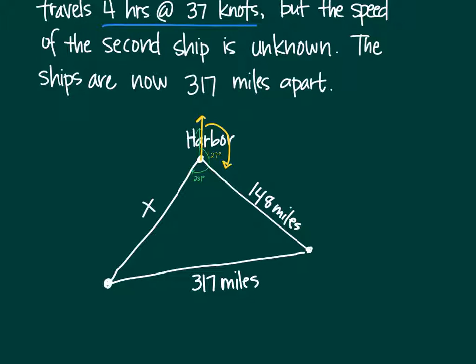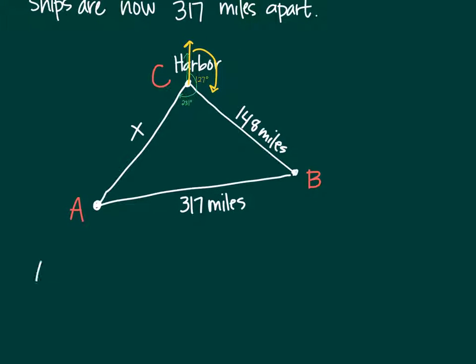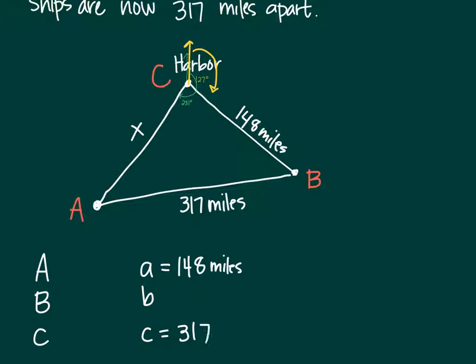So let's get some letters on here. Let's call the ships A and B, and the harbor we're going to call corner C. And so if we can set up our data, our information, we'll see if the law of sines is going to be appropriate here. Let's see, what do we know? We know A is 148 because that's across from side A. We know that C is 317 because that's across from the harbor.